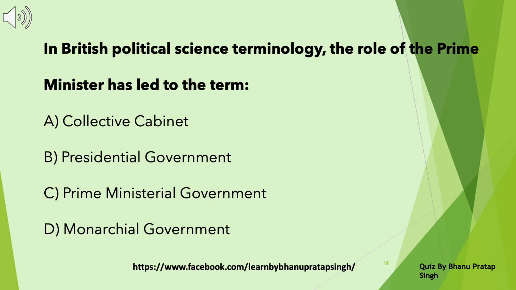In British political science terminology, the role of the Prime Minister has led to the term A. Collective Cabinet. B. Presidential Government. C. Prime Ministerial Government. D. Monarchical Government. Choose the correct answer. Answer C. Prime Ministerial Government.